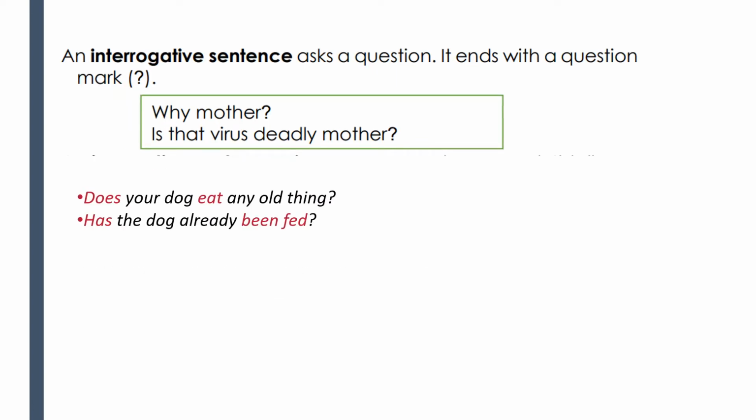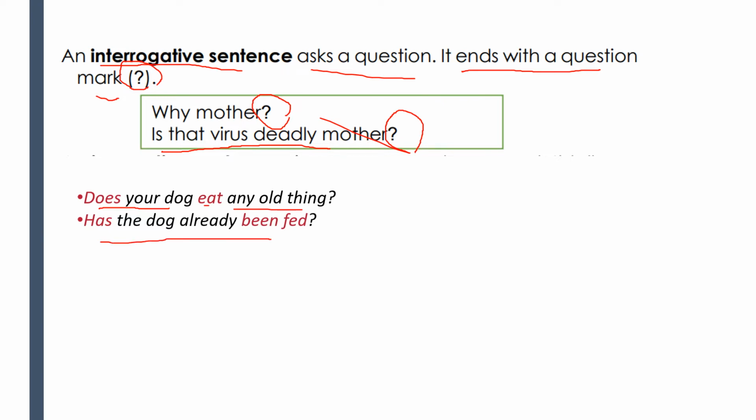Excellent. What is an interrogative sentence? It asks a question, or it is called a question sentence. It ends with a question mark, this symbol. Example, why mother? Is that virus deadly, mother? Alright, it ends with a question mark. Very easy. Another one is, does your dog eat any old thing? Has the dog already been fed? Very easy. It ends with a question mark.